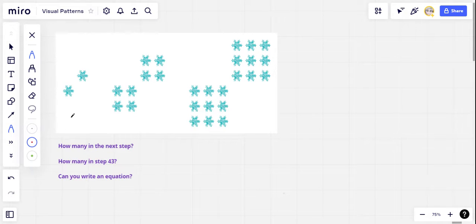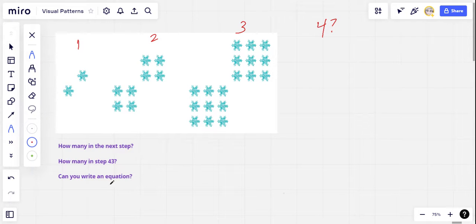And your challenge is to look at this pattern. Here's step 1, step 2, step 3. And then from what you see, to be able to predict the number of the snowflakes in step 4. If you can get that far, can you then predict the number in step 43? It's a little bit tougher. And can you write an equation that could be used to predict the number of snowflakes in any step at all? If you'd like to accept that challenge, pause the video and give it a try.